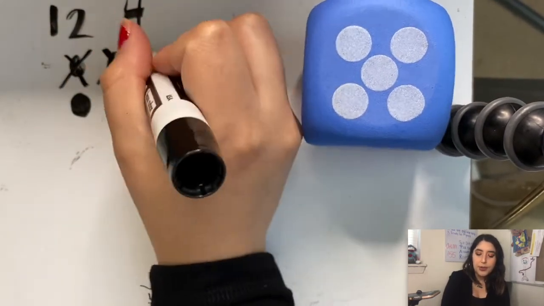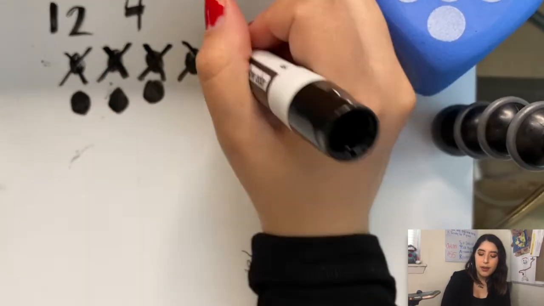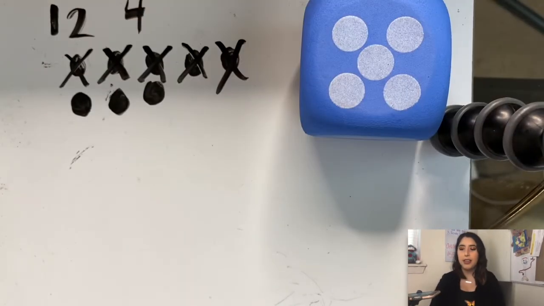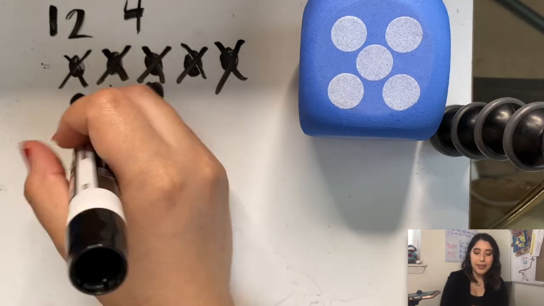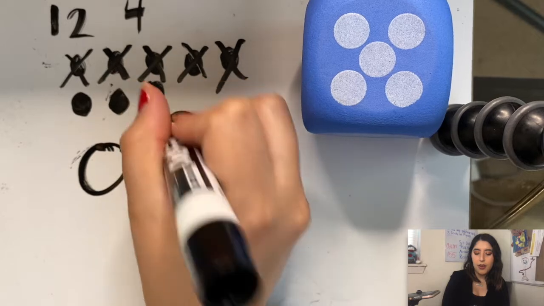Let's take away 5. 1, 2, 3, 4, 5. How many do we have left when we take away 5? 3. Very good. So let's fill in our number bond.